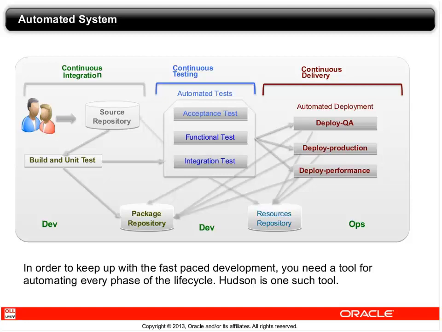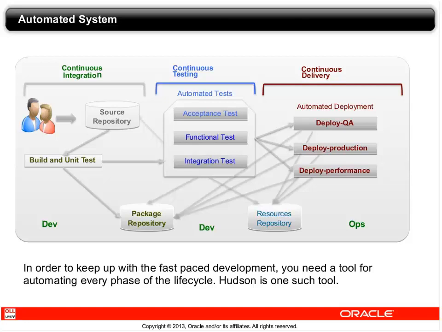So let's see how Hudson is helping to achieve this. In this talk, I'm not going to talk about continuous testing and continuous delivery, but I'm going to concentrate mostly on continuous integration, which is the first step in making Hudson work in the automated environment.